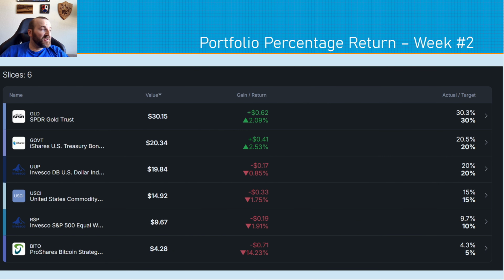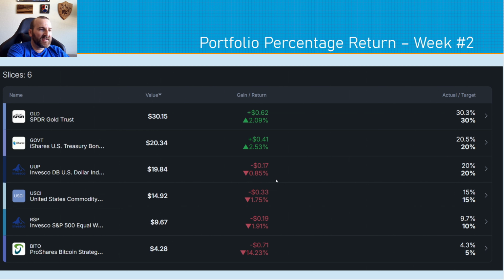Our week 2 percentages. So gold is up 2.09%, or 62 cents. Government bonds, you see here last week we were at 10%. We actually increased it, we doubled it to 20%, and it is up 2.53%, or 0.41 cents. There's a big move in bonds, we'll go over that. US dollars, or UUP, still at 20%. We're down 0.85% this week.